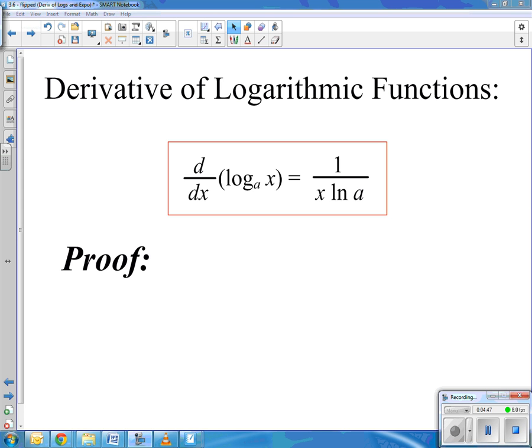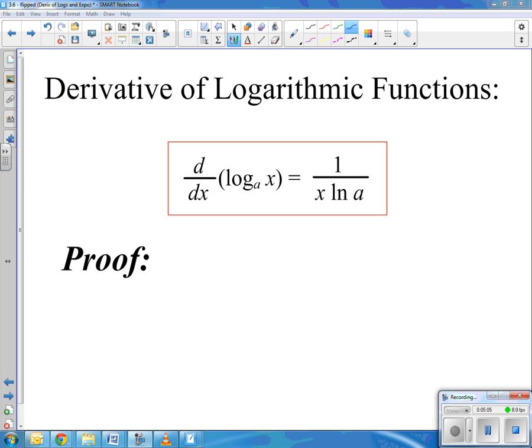I'm just going to show you a little proof of where this comes from using what we just learned with the exponential derivative. For this part, you don't have to copy it into your notes. You can just watch and follow along, and hopefully it'll make it a little bit easier to remember what the derivative is after seeing this.